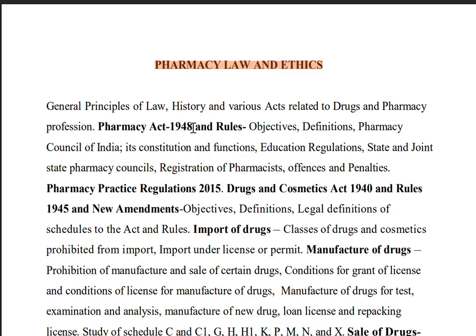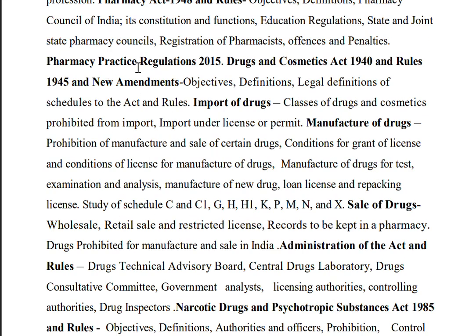There is a bill going to pass in the parliament, so we have to update on each and every law and act. Pharmacy Practice Regulation 2015, and then import of drugs. What is the license for the import of drugs? How much quantity do we have to import? What is the application form number? What is the license issue number? Like that, we have to focus.